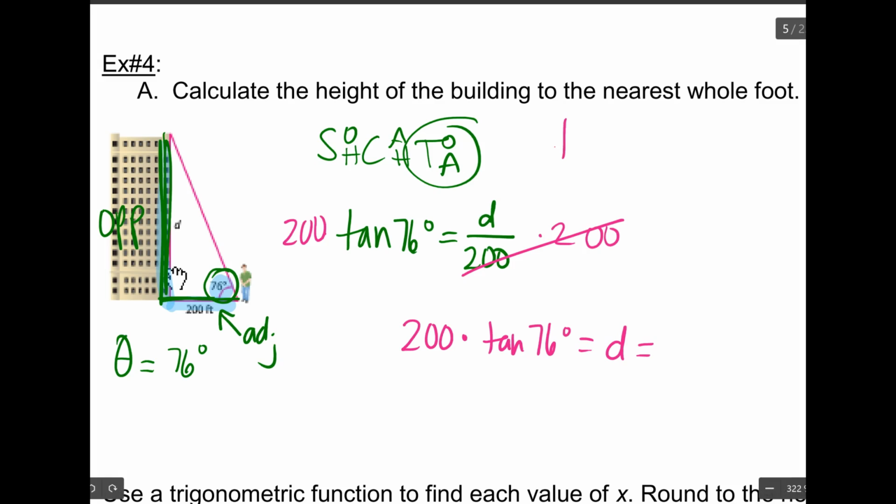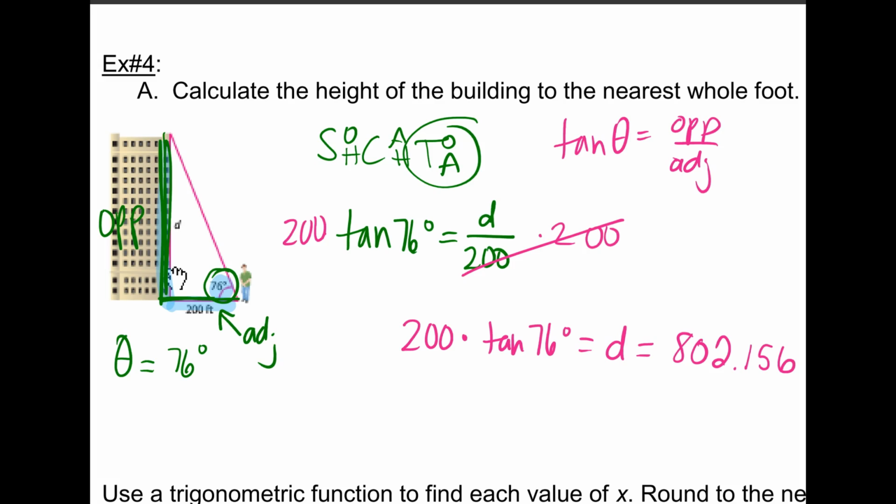Alright, so we know that tangent of an angle is opposite over adjacent. So that's how we knew that tangent would be the right one here. I find that the distance is 802.156. So I can put 802.156 feet, right? That's all I put? I'm assuming it's no. What's it saying? Nearest whole foot. So what's the nearest whole foot? So it's going to be 802 feet.